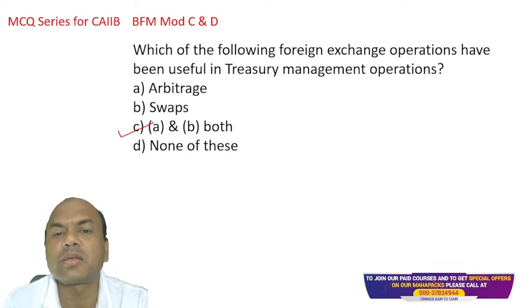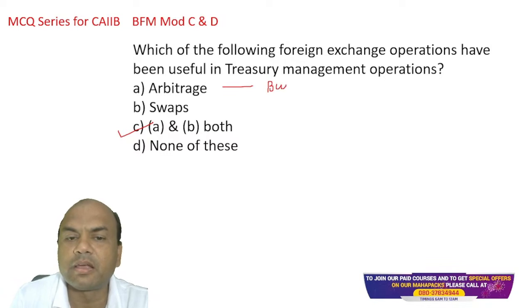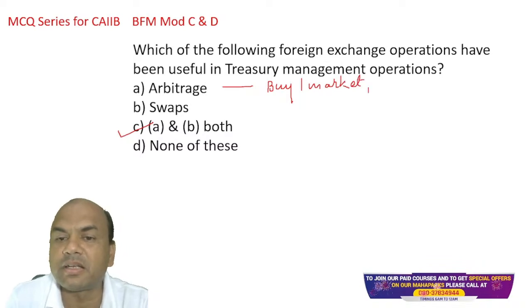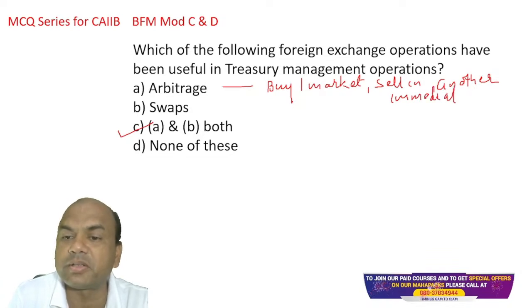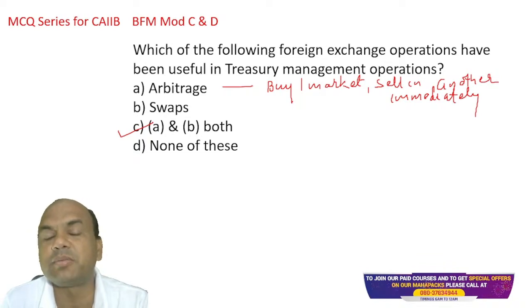What is arbitrage? Arbitrage is basically buying in one market and selling in another immediately. Very important term is immediately, because everyone does the same thing. Buy somewhere and sell somewhere, that's business. But immediately is an important part.